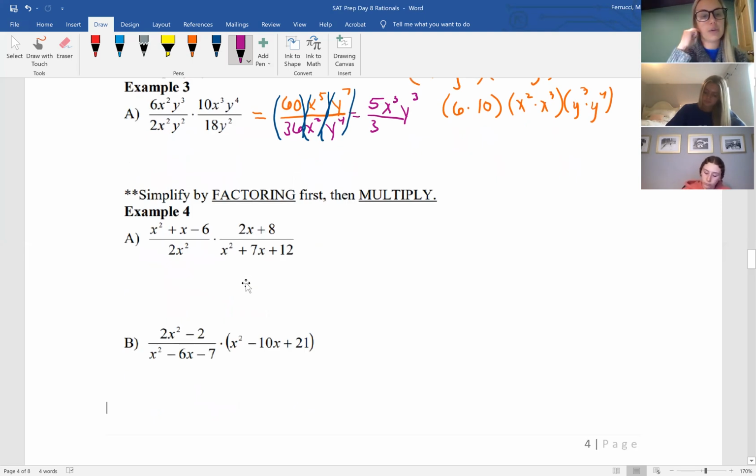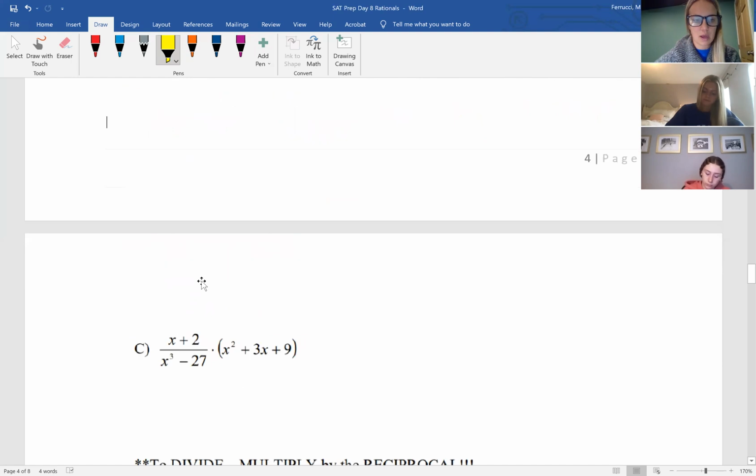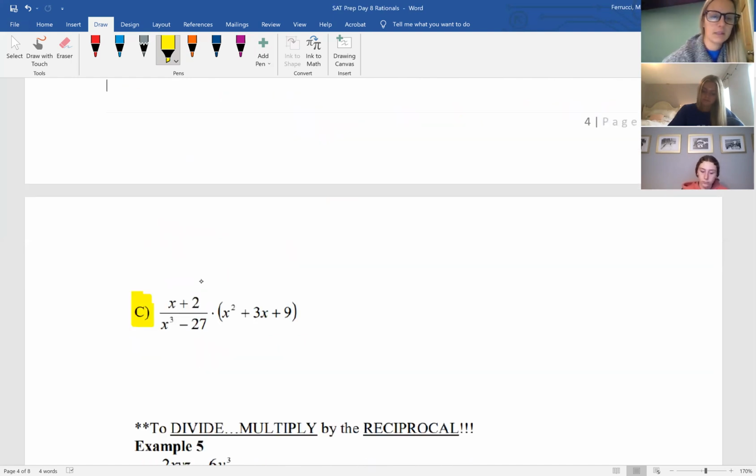These next two, it says simplify by factoring first, then multiply. So we did one example like that. I'm going to do one more with you and then, ooh, crud. I don't know why it keeps doing that. A is going to be for homework. So we're going to do B together. And C is going to be for homework.